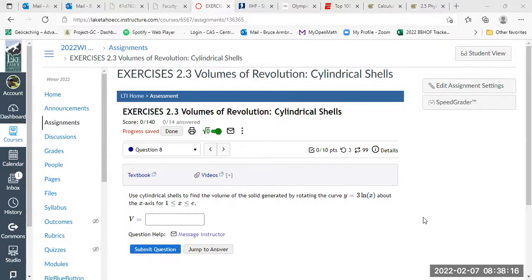All right, so here's number 8. And it says we want to use cylindrical shells to find the volume of the solid generated by rotating the curve y equals 3 natural log of x about the x-axis for x's between 1 and e. Okay, so this one says use cylindrical shells, but we'll see if that actually makes sense for us here or not.